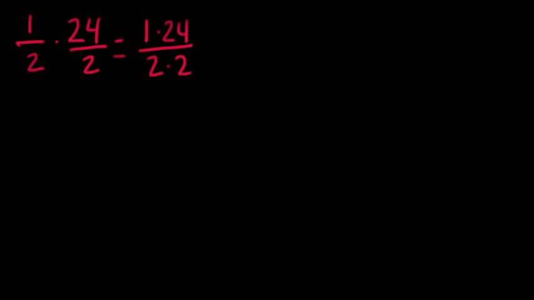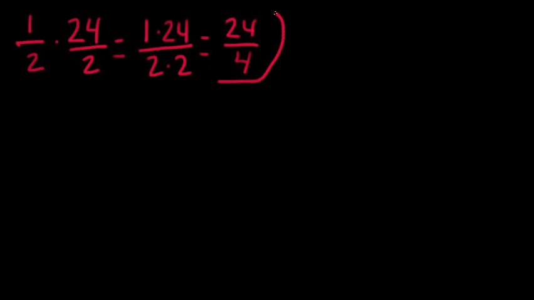We'll do one that we can simplify the final problem. So let's say 1 over 2 times 24 over 2. So we'll say 1 times 24 and 2 times 2. 24 times 1 is 24. 2 times 2 is 4.